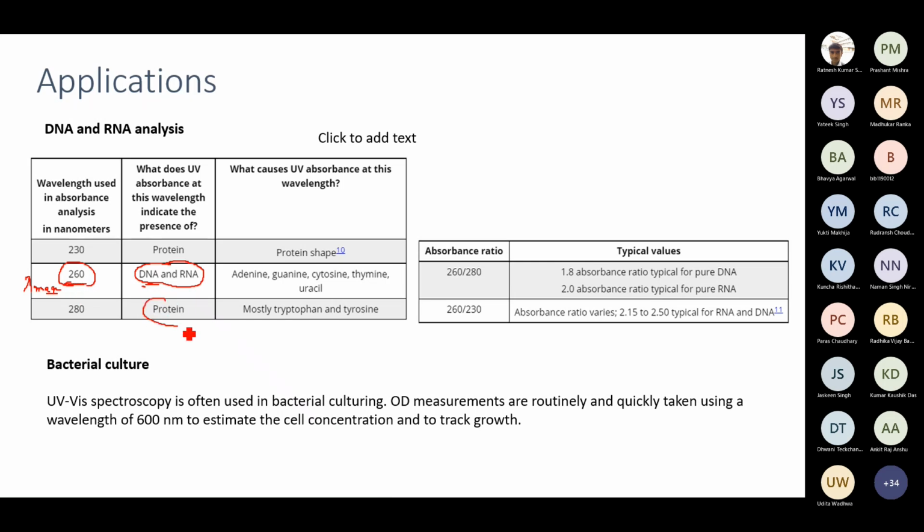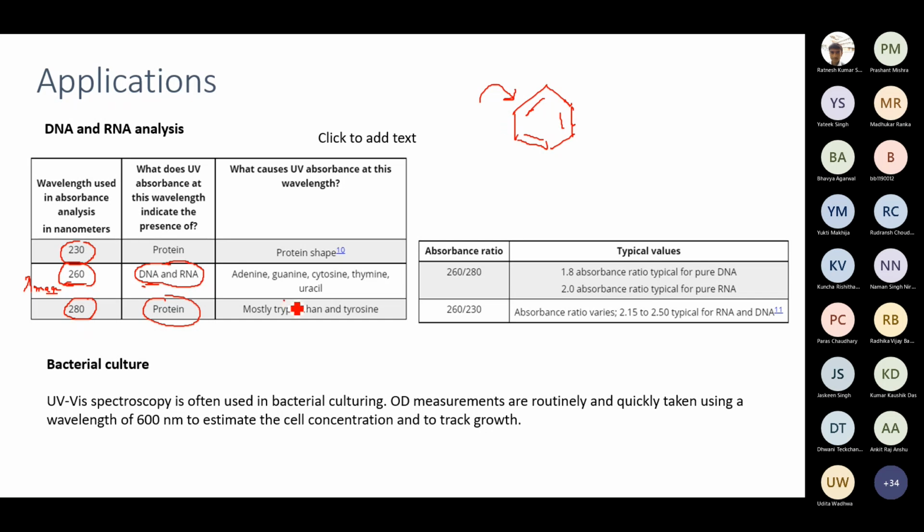Similarly, for proteins, we use absorbance at 280 nanometer and 230 nanometer. And what is the thing that these analytes contain that causes this absorbance? As you are very familiar, all the compounds which have a benzene ring-like structure have an electron delocalization property because of resonance. So all these compounds which contain benzene ring-like structures absorb light.